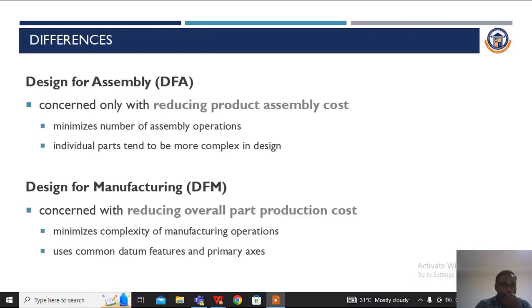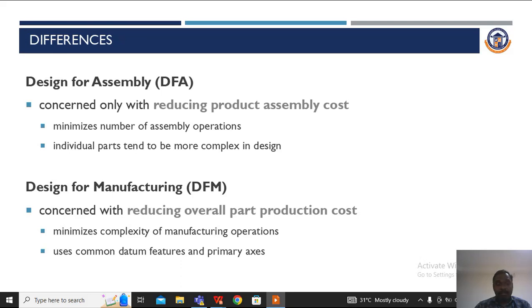With this introduction, I will give the basic difference between design for assembly and design for manufacture. Design for assembly particularly concentrates on reducing the product assembly cost. It will reduce the number of parts that are going to be assembled, that is, minimize the number of assembly operations, and the individual parts tend to be more complex in design.